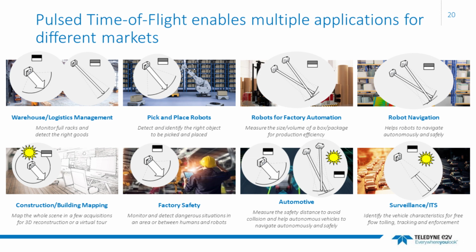Pulse time of flight enables multiple applications for different markets. It is convenient for applications from short range, like factory safety, to long range, such as robots for factory automation, combined with small field of view, like robot navigation, or big field of view, such as construction building mapping, and with small to big reflectivity range. It works both in indoor applications, like in pick-and-place robots, and in outdoor applications, like surveillance or ITS.